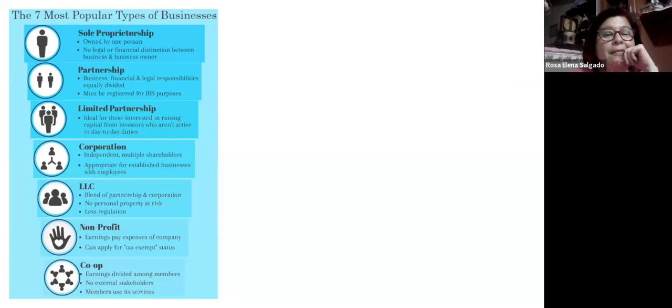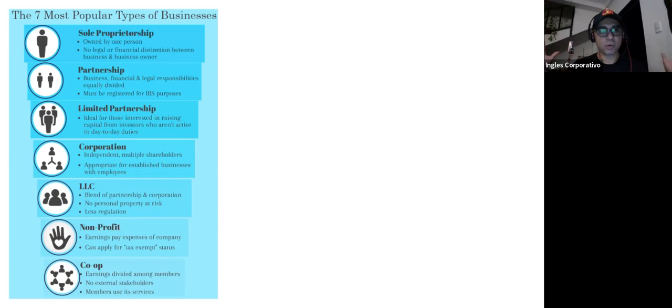I'm going to read. Corporation. Perfect. Corporation. Independent, multiple shareholders, appropriate for established businesses with employees. Very good. So this is a larger company, a corporation with independent multiple shareholders. So there are a lot of people that put some money. Those are the shareholders.